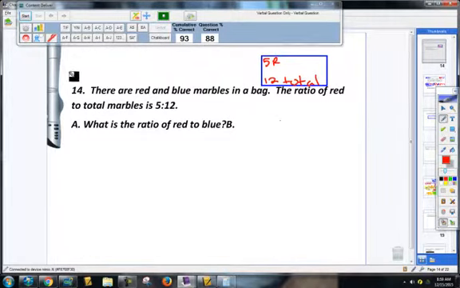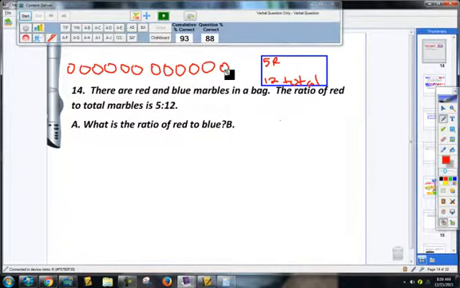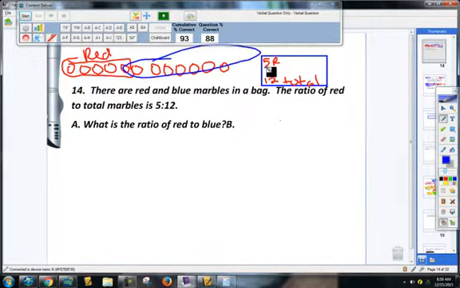Well, if I wanted to draw out these marbles, 12 of them: 1, 2, 3, 4... And I know that 1, 2, 3, 4, 5 of them are red. Then what are the remaining marbles? They must be blue. So that would mean 7 blues. Whenever you know the total, you're going to subtract 12 minus 5. Now it's just reading, guys.